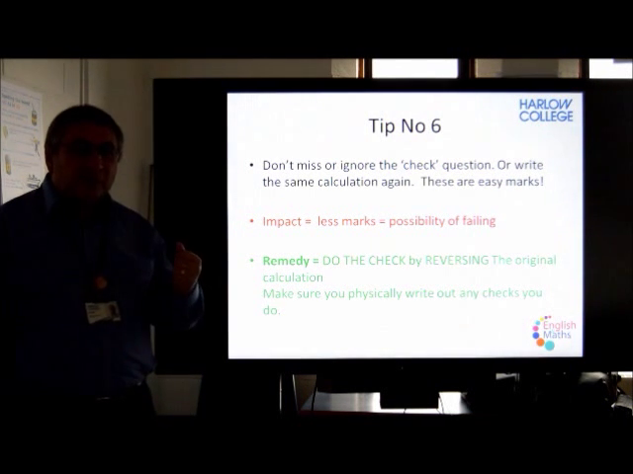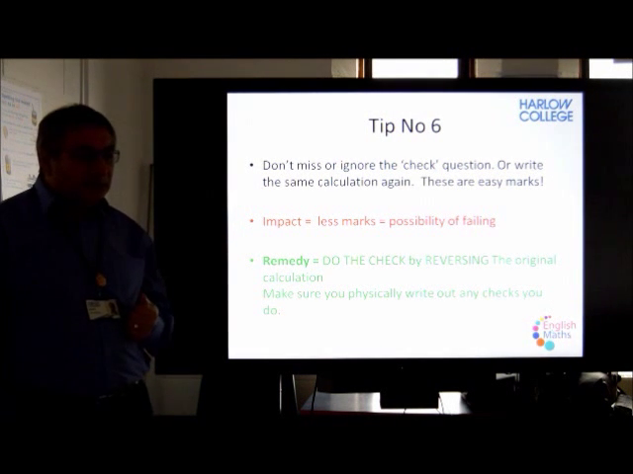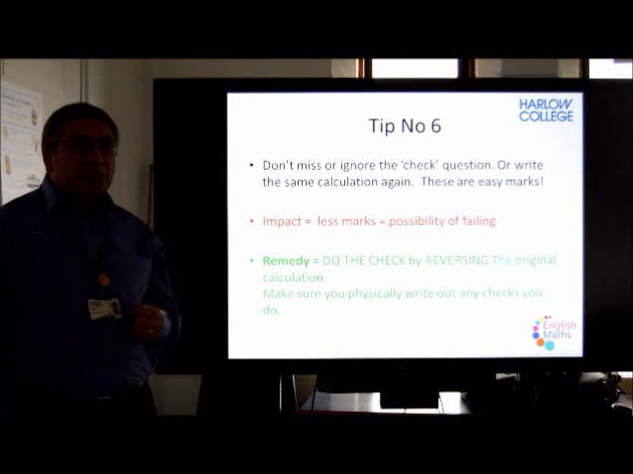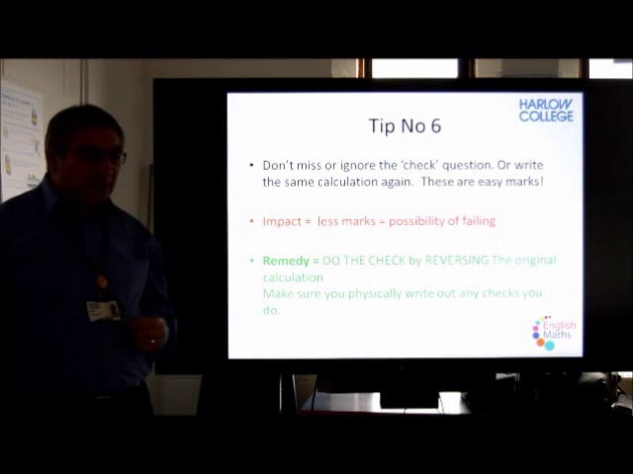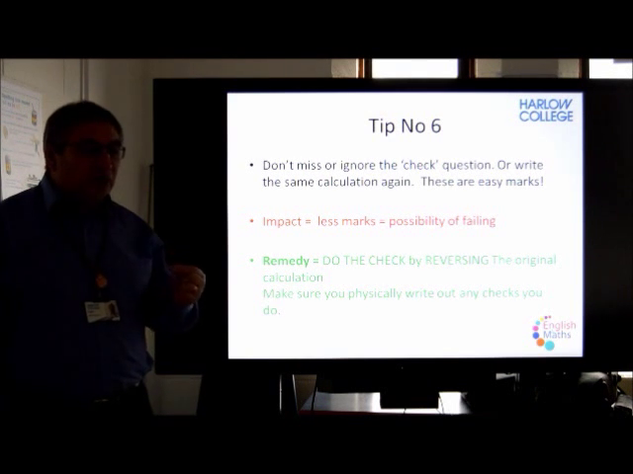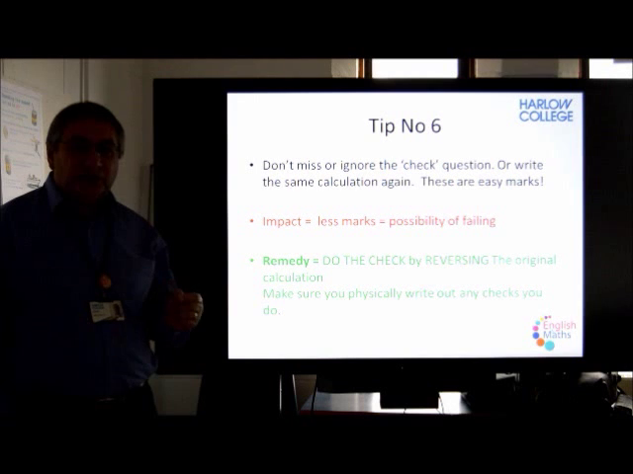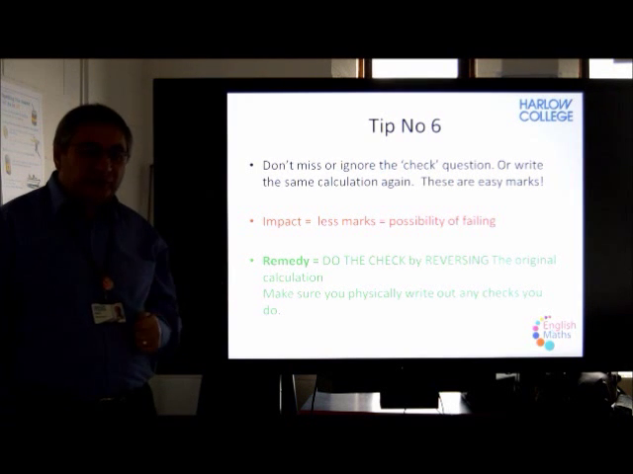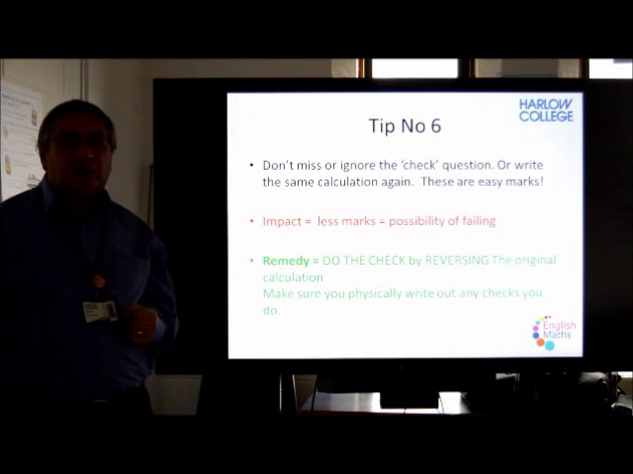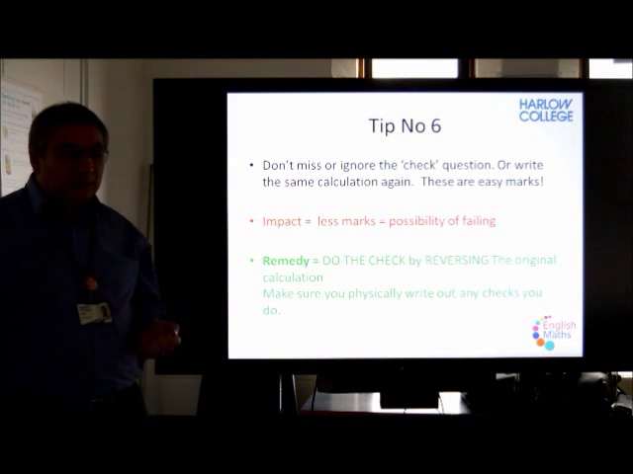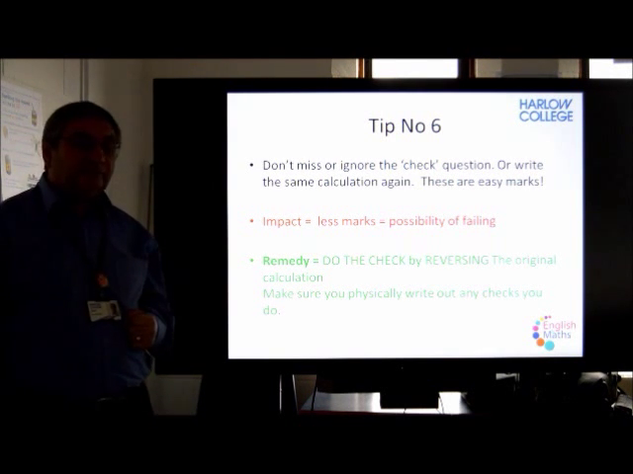You do the check by reversing the original calculation. So if you had a multiplication sum, you pick one and do a division of the answer into one of the other numbers, and you will get the correct check. You do need to physically write out the check. You don't just tick the question that you've checked, you actually write the sum out in reverse so that you can confirm that you understand what they mean by checking. There's 2 points for that.